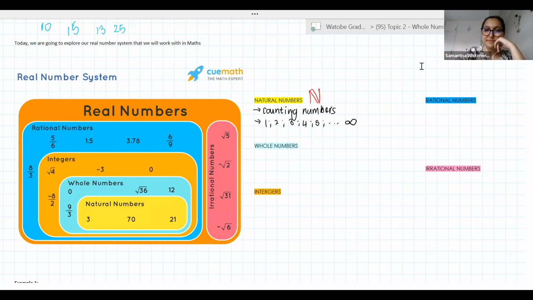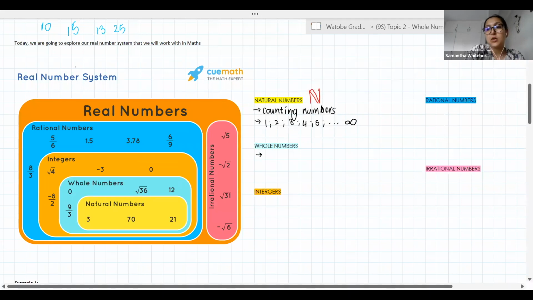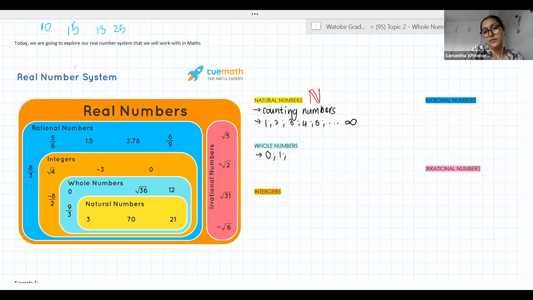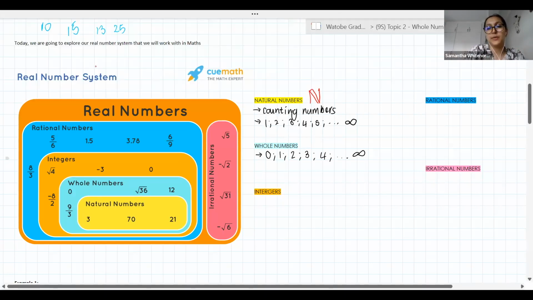Ma'am, whole numbers are numbers starting from 0 upwards. Excellent. Well done. So to create some chaos, we decided that we would add a whole new category to include one extra number. So basically, whole numbers are all of your counting numbers as well as zero. Now it's 0, 1, 2, 3, 4, and so we keep going all the way up to infinity. It's almost exactly the same as your natural numbers, except you now include 0.